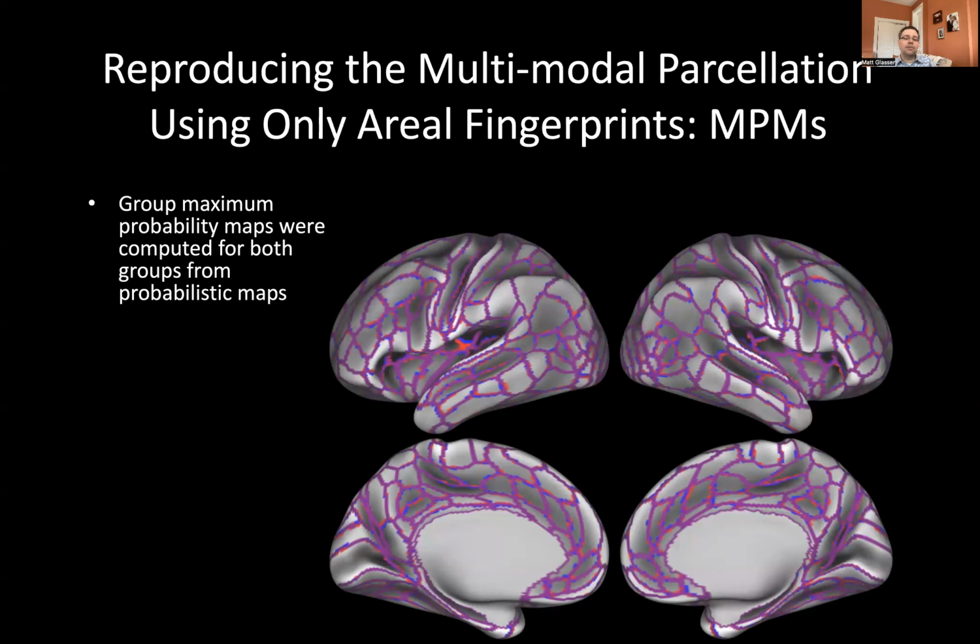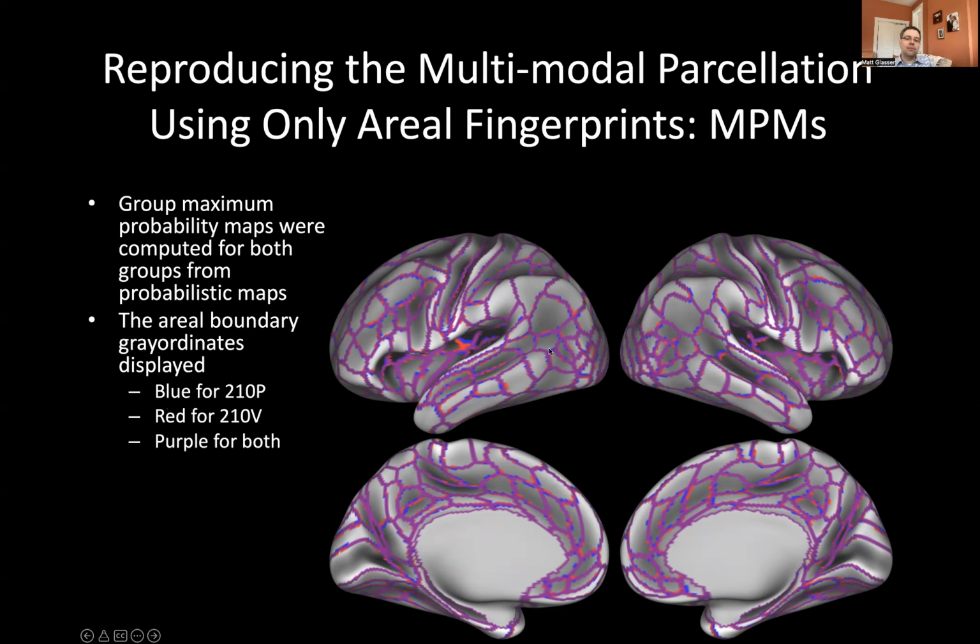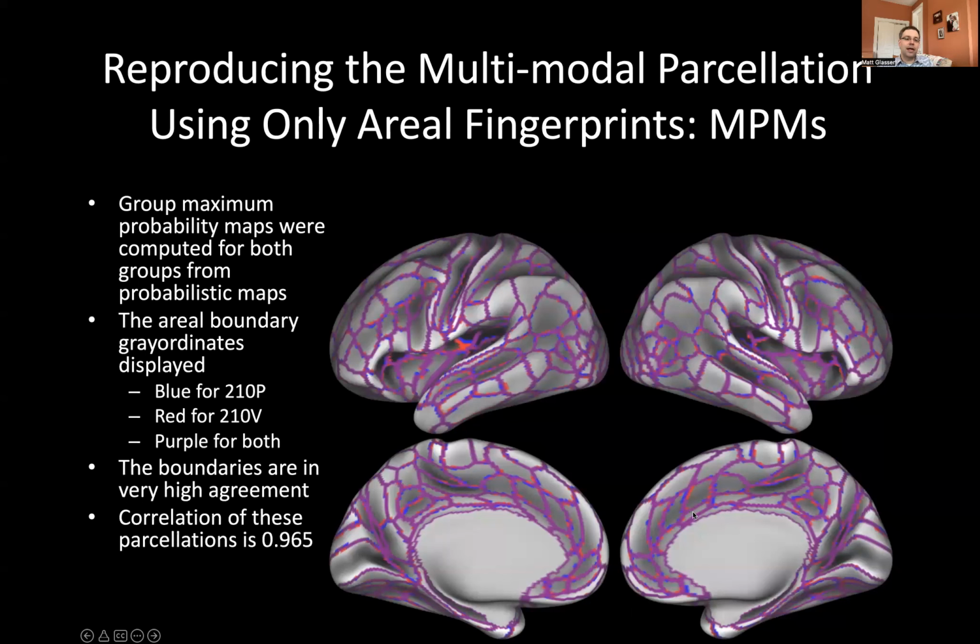And so we can use these probabilistic maps to make maximum probability maps. Now we're displaying only the boundary grayordinates again, like we saw earlier. Blue is for 210P, red is for 210V, and purple means that both had a boundary in that location. And you can see that this is mostly purple. So these two data sets are in very high agreement. The correlation of the parcellations is 0.965. And this is in line with those high correlations that we saw with the group maps originally. With this big focus on rigor and reproducibility now in brain imaging studies, these are really highly reproducible parcellations.